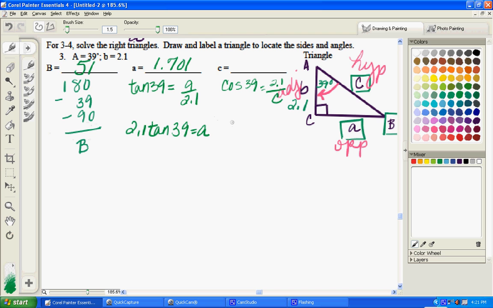Side C, I'm going to multiply both sides by C. C times the cosine of 39 is 2.1. So I'm going to divide and say 2.1 divided by the cosine of 39 should give me this next value, which is 2.702.